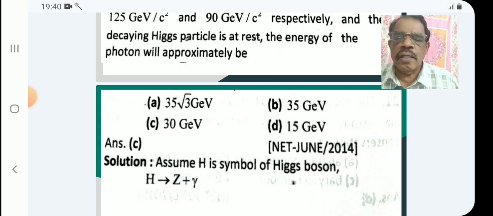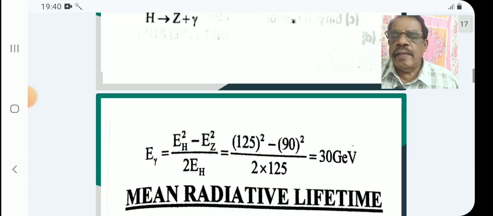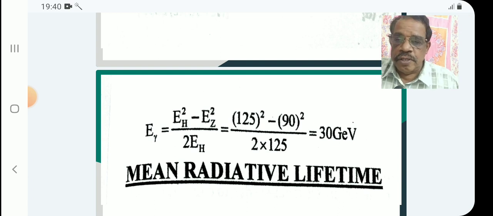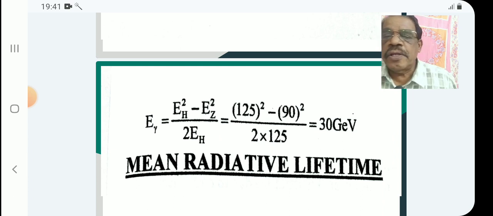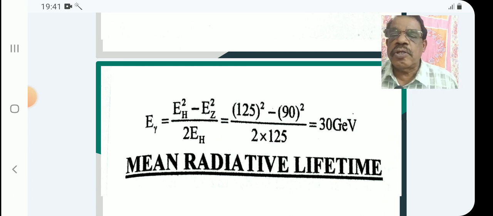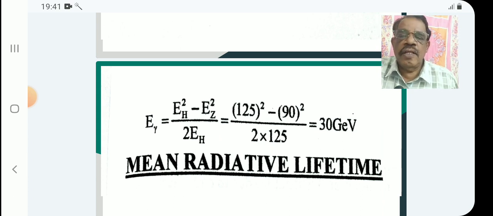This is a 2014 question. Assume H is the symbol of the Higgs boson; H gives Z plus gamma. Energy is conserved, E_H equals E_Z plus E_gamma. The gamma energy is (E_H² minus E_Z²) by 2E_H, that is (125² minus 90²) by 2 into 125, which simplifies to 30 GeV. You just remember the answer, 30 GeV.